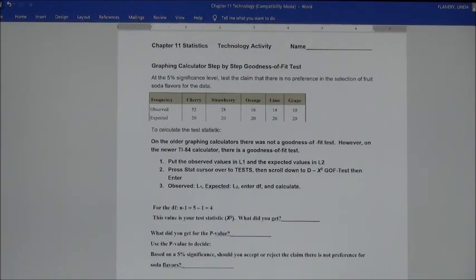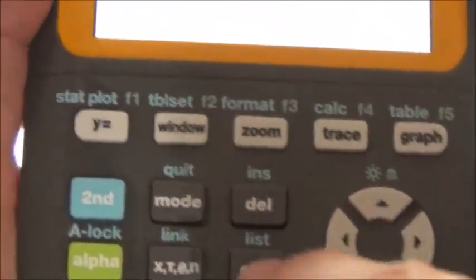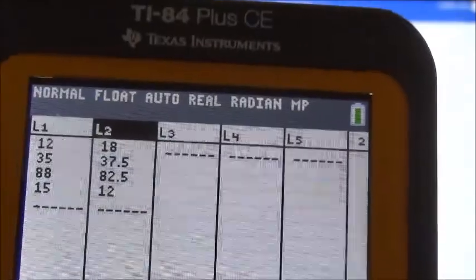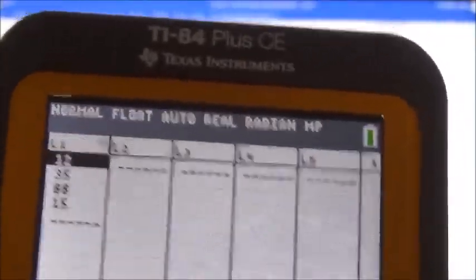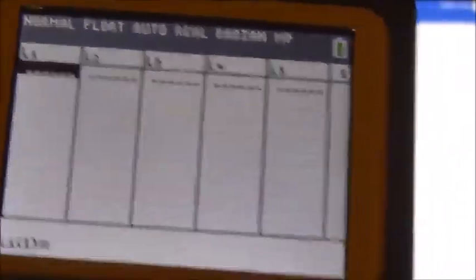What we're going to do is put our observed values in list 1 and our expected values in list 2. So I'm going to turn my calculator on. If I'm going to put those in my lists, I'm going to press the stat button, then 1 to edit. If there's anything in there, I can clear that out ahead of time, or I can just type over the top, but I'm going to clear. And then I'm going to put my data in.